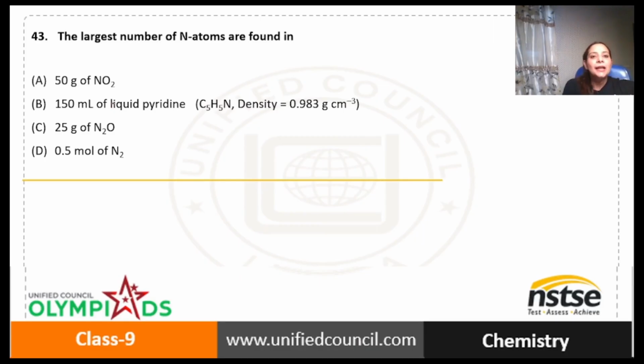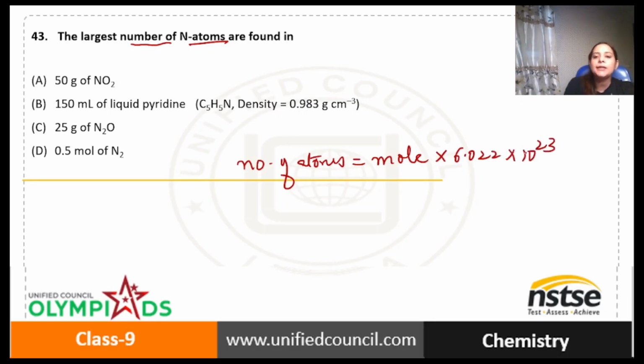Next question. The largest number of N atoms is found in... We need to find the number of N atoms. So which has got more number of N atoms? 50 grams of NO2, 150 ml of liquid pyridine, 25 grams of N2O or 0.5 mole of N2. Now let me tell you the easiest way. We can find the number of atoms by calculating the moles first and then multiplying it with Avogadro's number. This is how you find it.